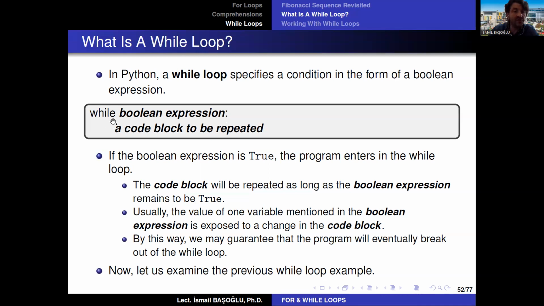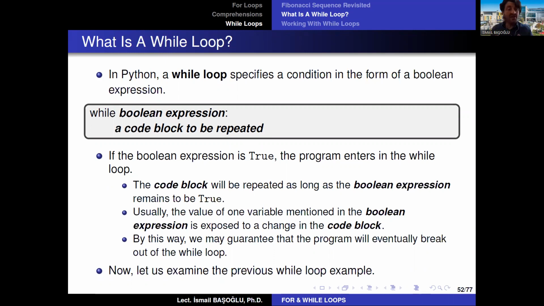So if the Boolean expression in the while loop remains true, this code block will be repeated again and again, unless at some point the Boolean expression returns a false. Whenever it returns a false, it will skip the code block in the while loop, and it will move to the next line in your program, after the while loop, okay? This is the general structure.